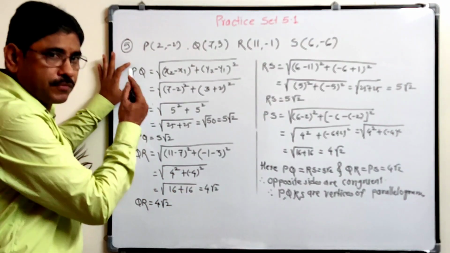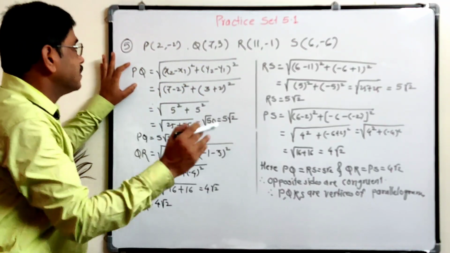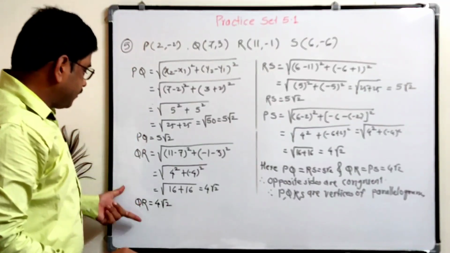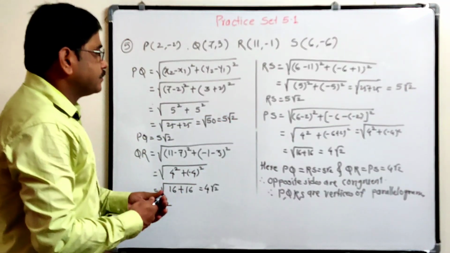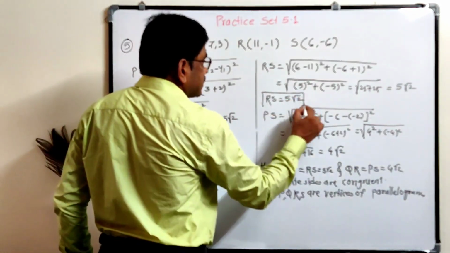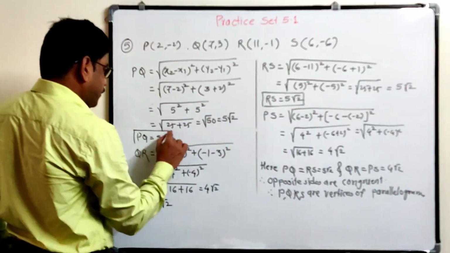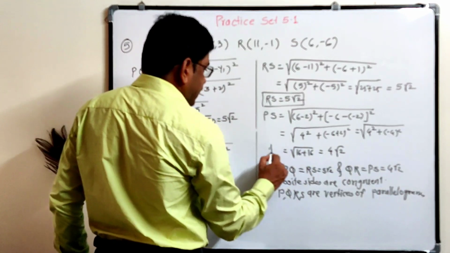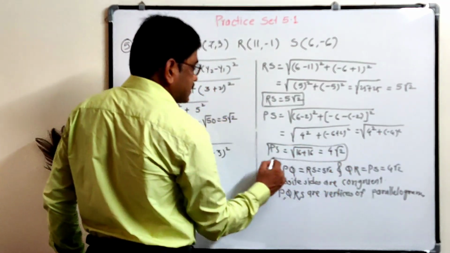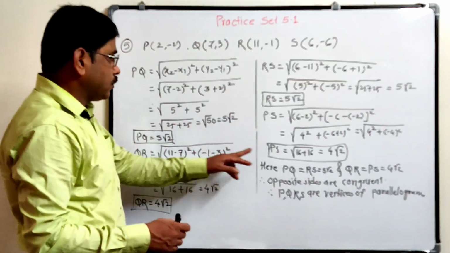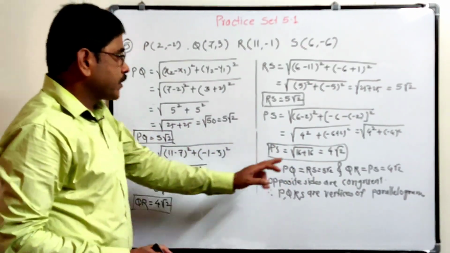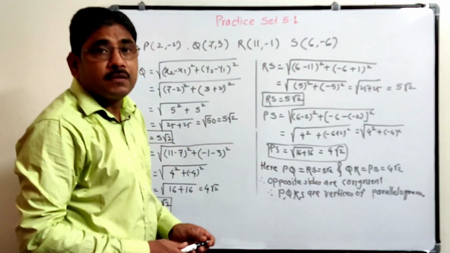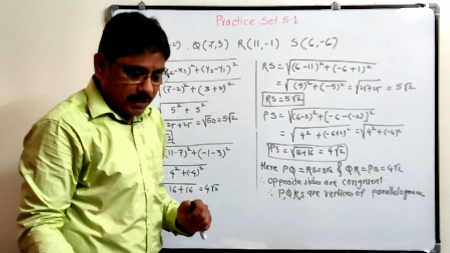Find distance PQ. Write the formula everywhere. Remember in exam we have to write the formula everywhere. PQ we get this one. Then QR, write the distances in box. Here this is RS, this is PQ, this is QR and this is PS. So write the distances. Now compare the distances. Here PQ and RS is equal to same 5 root 2. QR and PS. So these are the opposite sides. So opposite sides are congruent. Therefore it is a parallelogram. That means PQRS are the vertices of parallelogram.